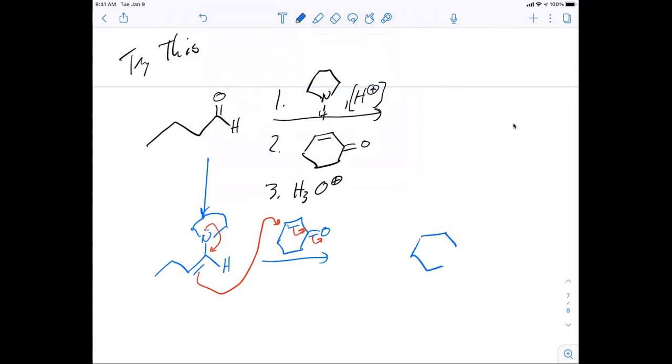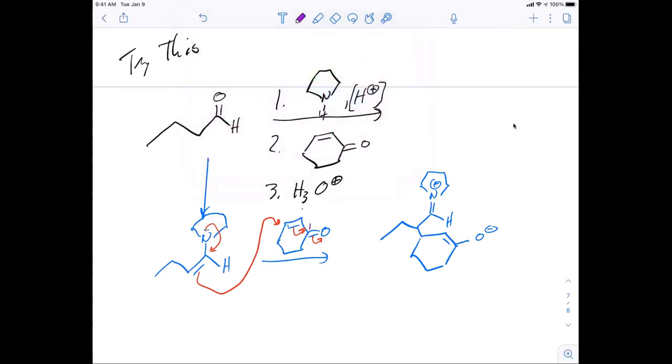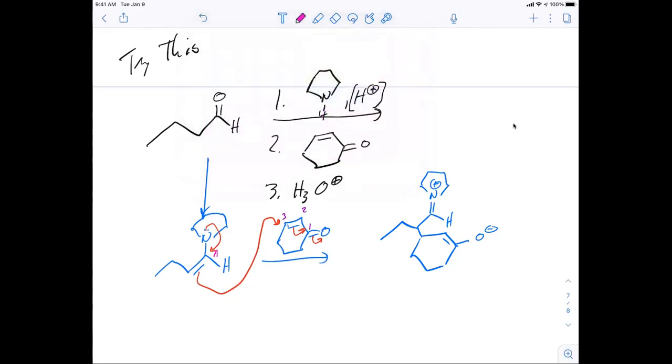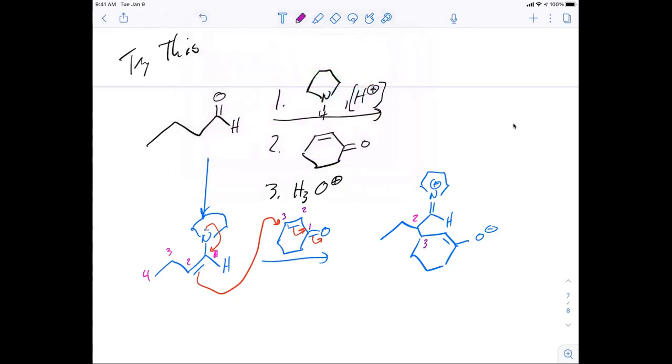No trouble drawing six-membered rings. All right, so we get that position. And again, sometimes it's helpful to number these. So 1, 2, 3. And over here, 1, 2, 3, 4, right? So that it is our 2 and our 3 position that's connected.